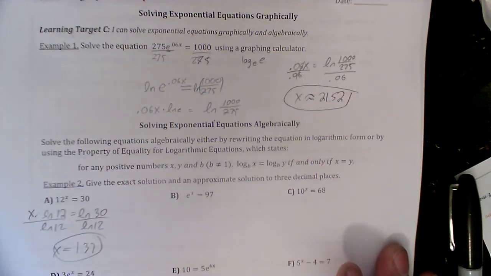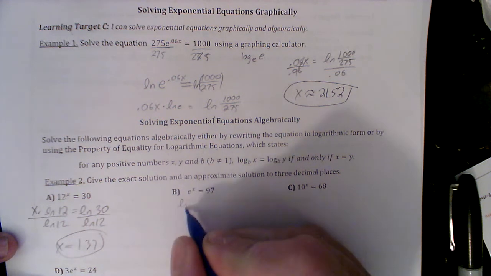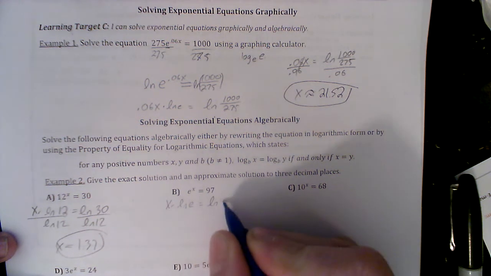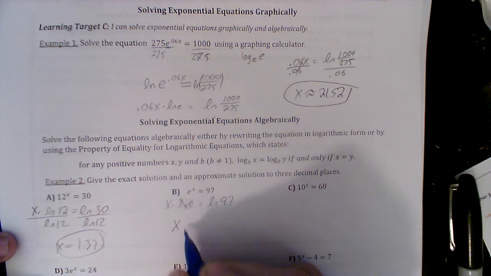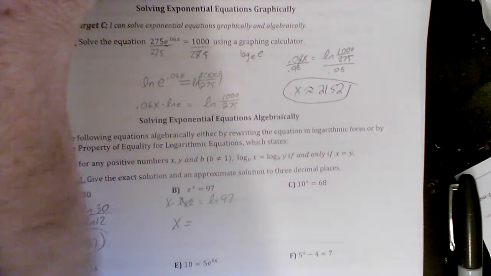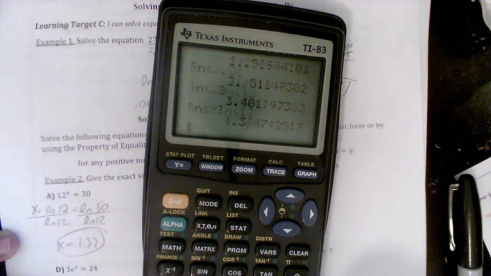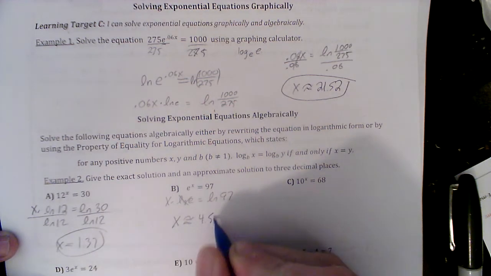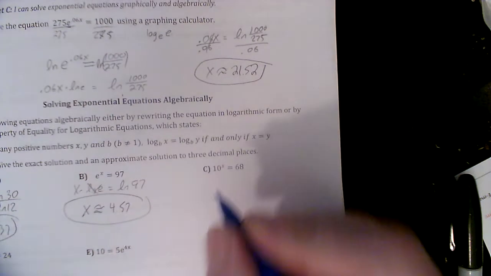This one's going to be beautifully easy. Again, anytime your base is e, the natural log is the way to go. And then you bring the exponent to the front. The natural log of e is just 1. And then we got x equals whatever the natural log of 97 is. So here we go, natural log of 97, and you get about 4.57. I should be using squiggly lines. Approximately 4.57. Done.